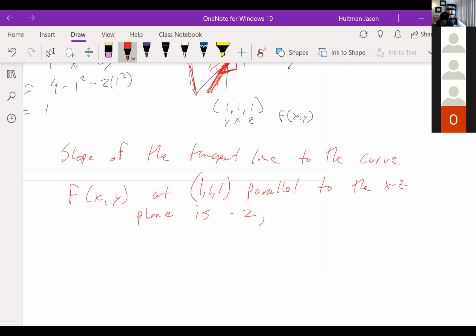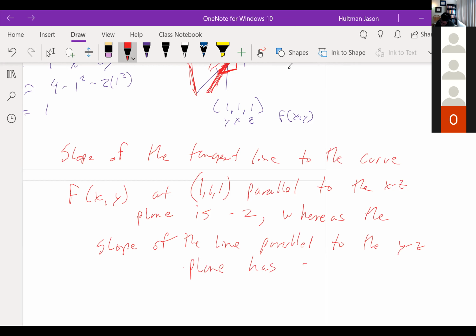Whereas the slope of the line parallel to the yz plane has slope of -4.